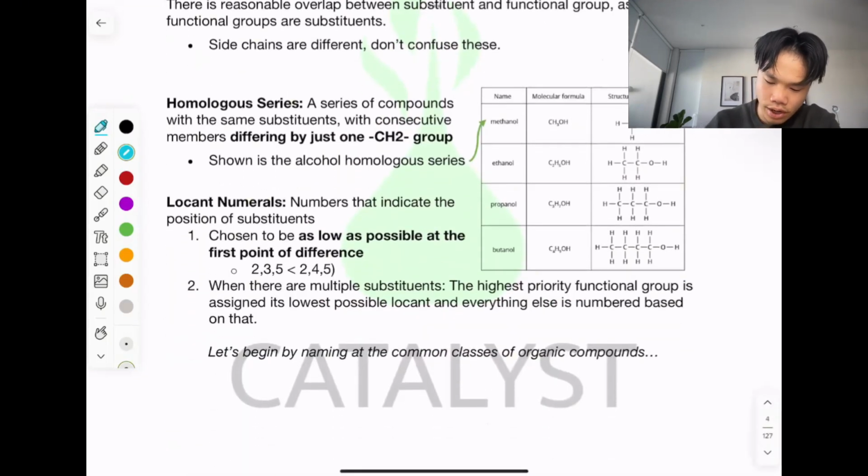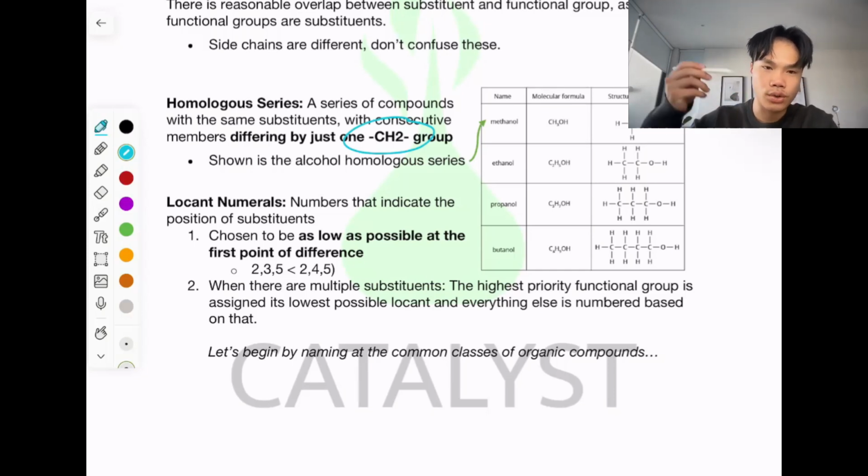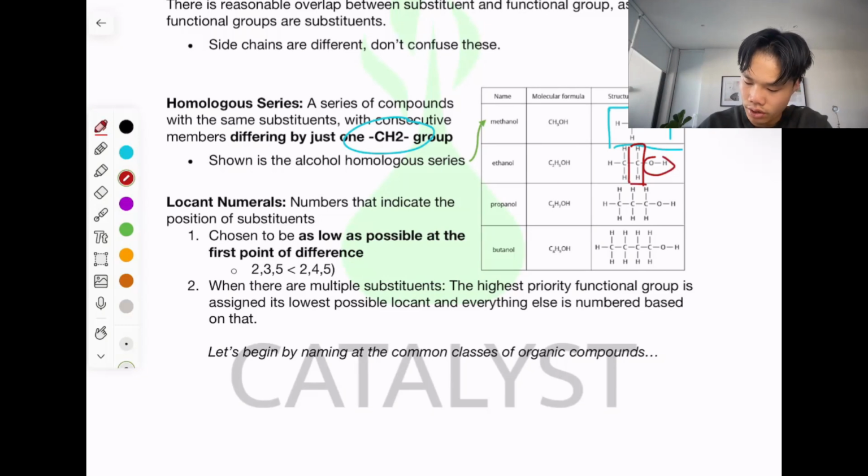Homologous series is where you have a molecule that differs from another by just a CH2 group. And every member in that homologous series is just going to be different when a CH2 is added onto that chain. Otherwise, the rest of the molecule stays the same. So for example, methanol, you've added on a CH2 into the chain, OH still on the end of the chain, add a CH2, OH still on the end of the chain, and it goes on and on.